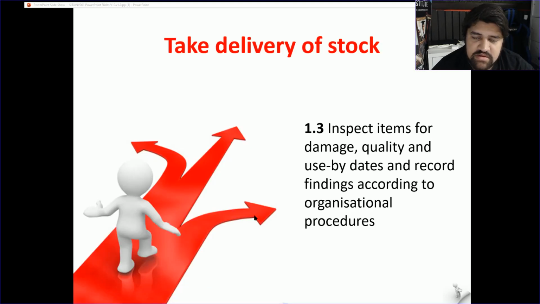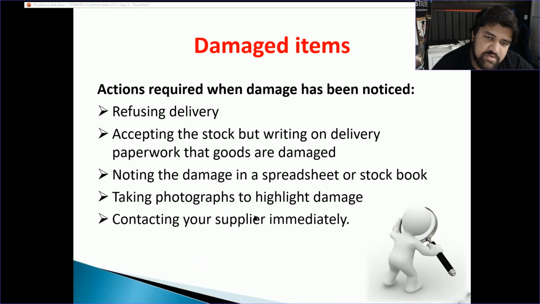Take delivery of stock, 1.3. Inspect items for damage, quality, and use by dates, and record findings according to organisational procedures. So very important when you receive them. If you get damaged products, you want to be refusing delivery. If you're accepting the stock but writing on the paperwork that the goods are damaged, especially if your driver's a good guy and you know him and he's regular and trustworthy, then you're accepting it. But if it's damaged stock, I wouldn't be receiving it, to be honest.